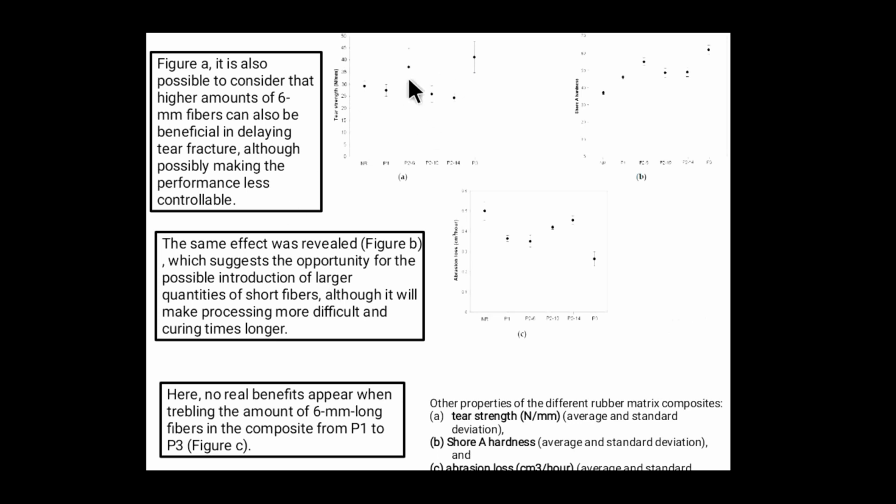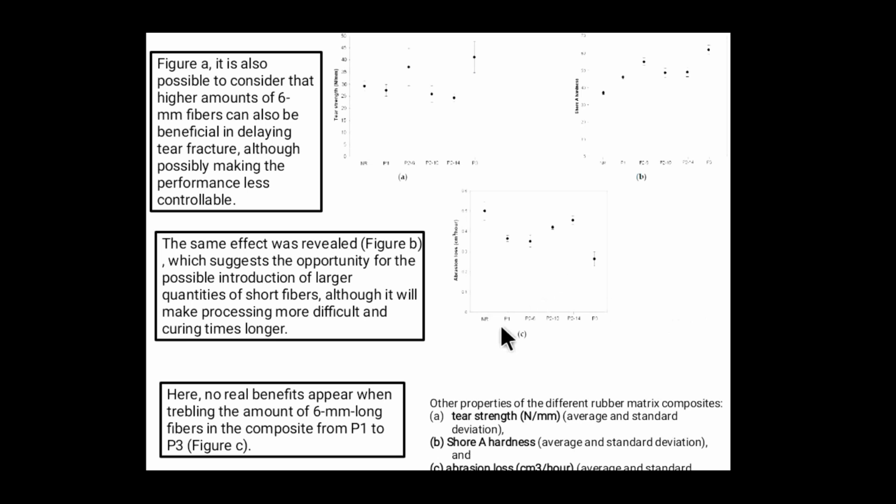In the same way, since indentation during the hardness test produces a distinct tear effect, the same effect was revealed at B, which suggests the opportunity for the possible introduction of a larger quantity of the short fiber, although it will make the process more difficult and the curing time will be longer. Okay, so other possibilities are there, like the criticality of increasing the fiber.